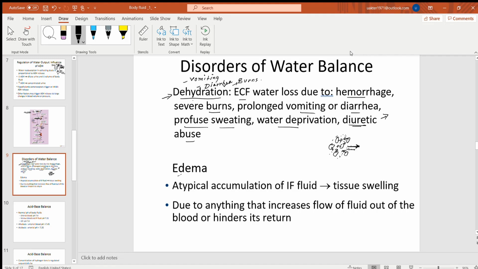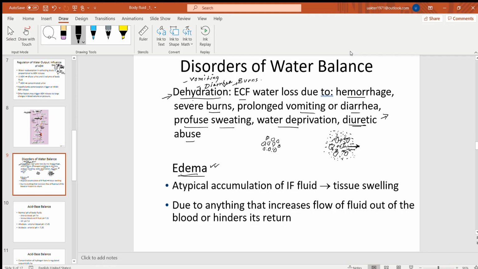Atypical accumulation of fluid in the body outside of the cell is called edema. So if excess fluid accumulates in this area outside of the cell, the interstitial fluid, right, that is called edema. So this is like a normal situation. These are the cells and the interstitial fluid outside of the cell, right?